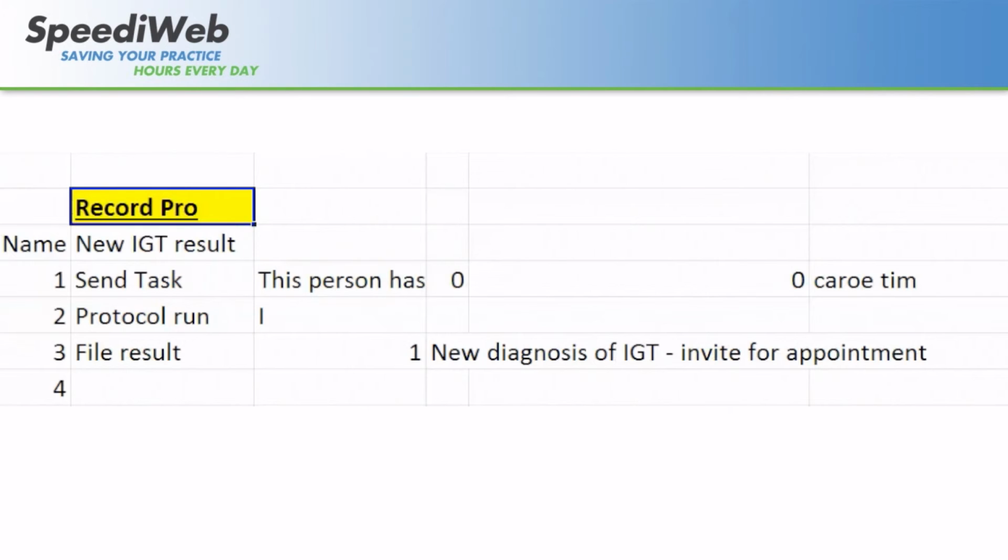In a spreadsheet here, I've written a sort of program that will tell SpeediWeb what to do. In this case, it will send a task with the text to Tim Carrow. It will run protocol I, and I've already created a protocol within EMIS to code impaired glucose tolerance, and that's what this is, new IGT result. And then it will file a result and say new diagnosis of impaired glucose tolerance.